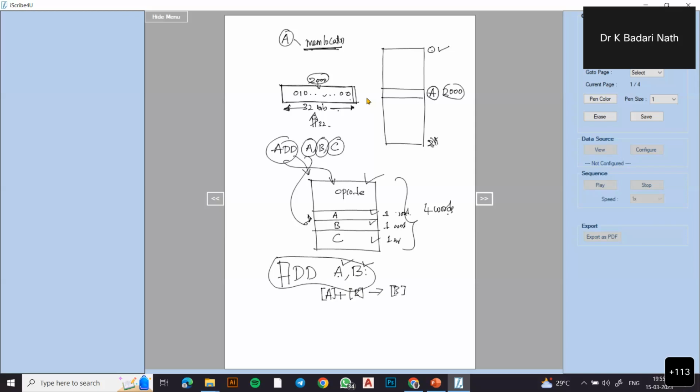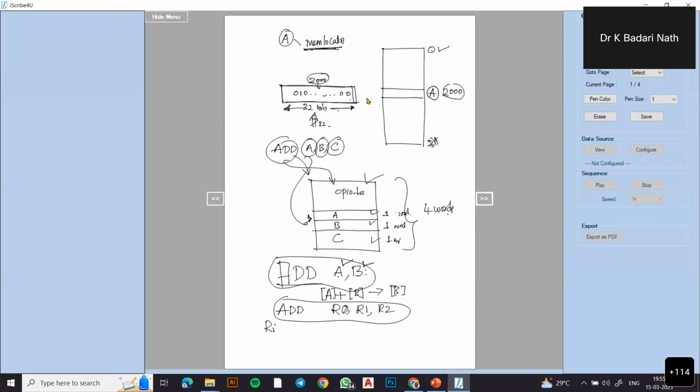You require only 3 words to represent this instruction. Because why? To represent A, to represent B, and for the add. So if I write an instruction only with small register names like R0, R1, R2, the amount of memory required to represent the instruction is very less. Because why? How many bits are required to represent any register? For example, you have 32 registers.